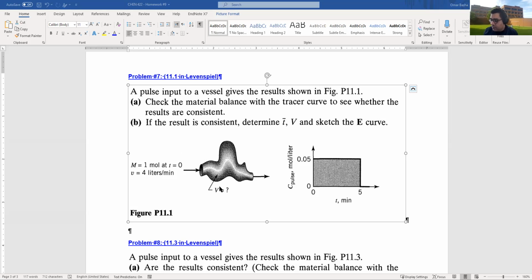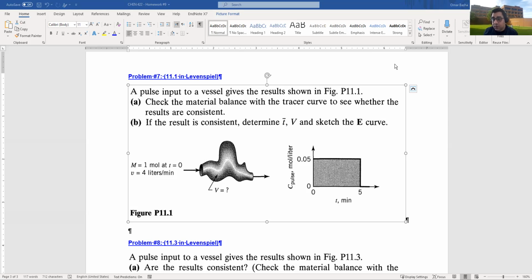Okay, so what are we comparing here? We want to compare the mass balance. Mass balance basically means I want to compare how much tracer goes in and how much tracer leaves over time. So how much tracer did I put in my system? M is equal to 1 mole at time equals 0 and the flow rate is 4 liters per minute. So I put in 1 mole of tracer and I got out a concentration versus time curve. And I just want to see, does this add up to 1 mole or not? This is really what we're doing.